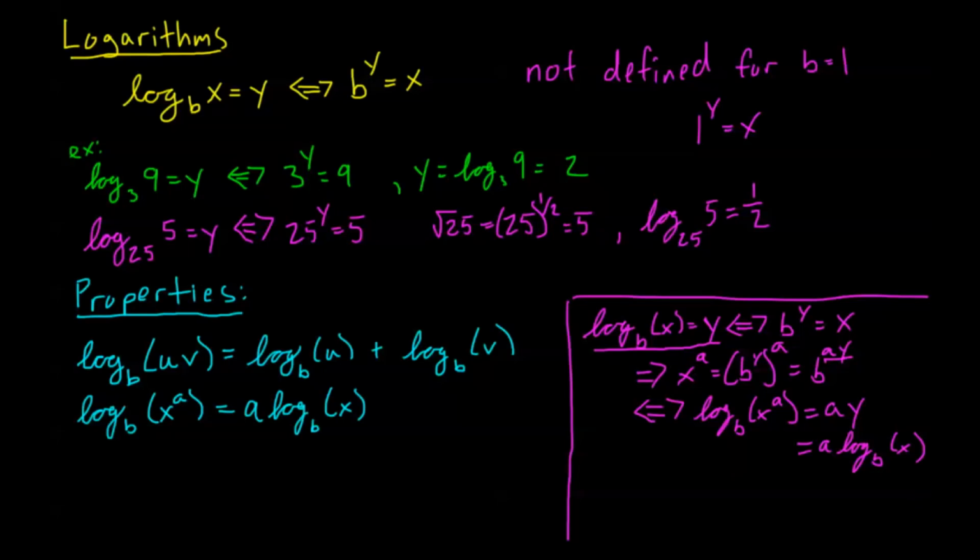Let's come back. If I combine these two things together, I get that log base b of some number u divided by some number v is equal to log base b of u minus log base b of v, right? And let me make some space over here.